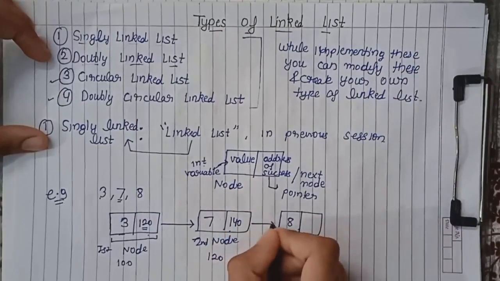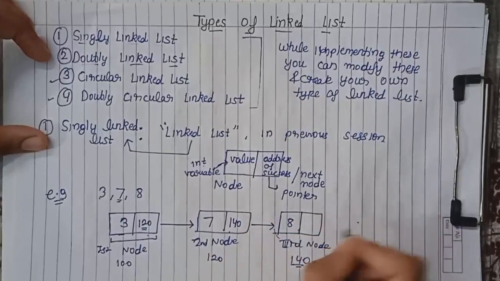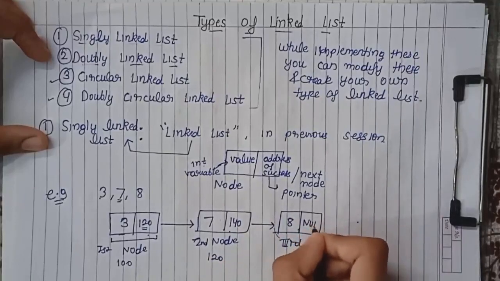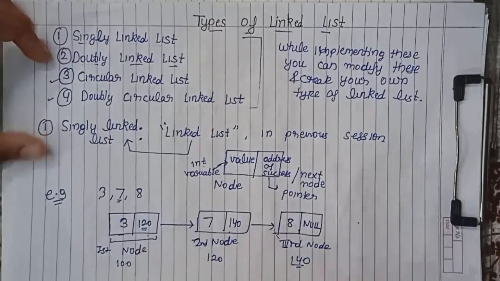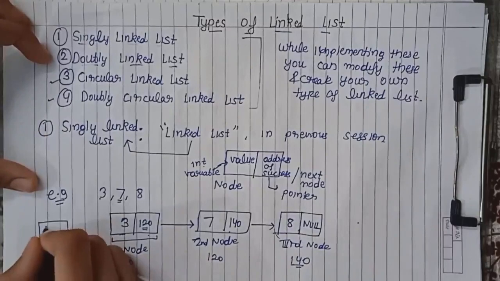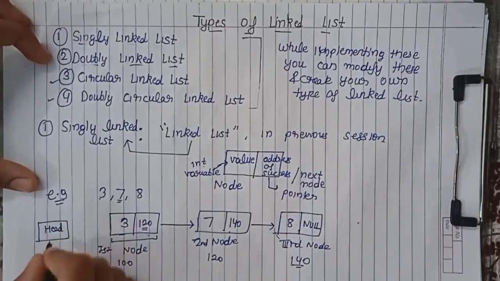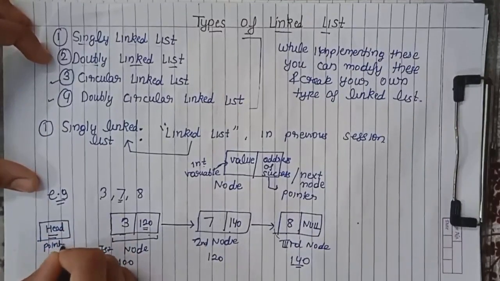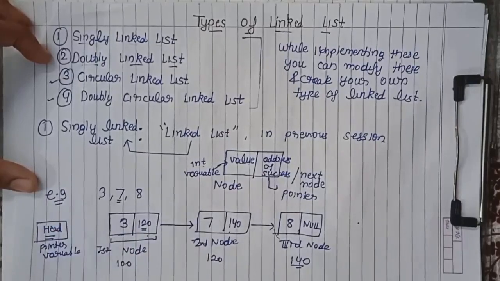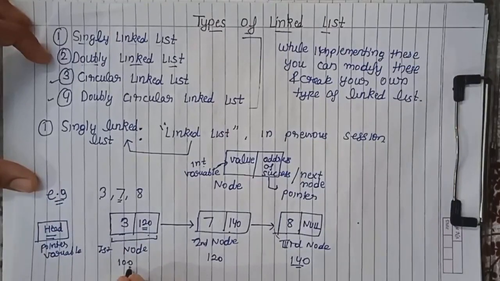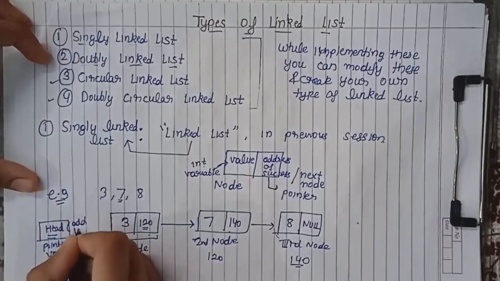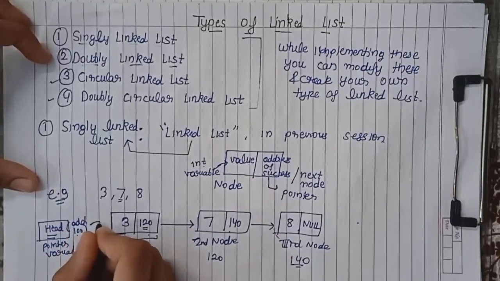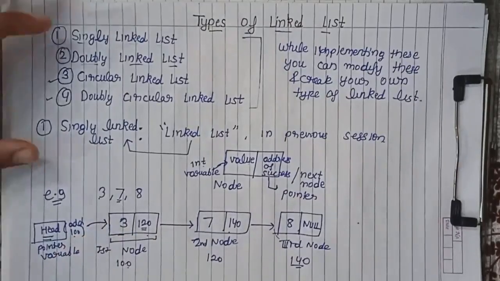Now here we know that after 8 there is no other member, so here I will store null. So this is an example of a singly linked list. And now we will also make a pointer variable named head. This is a pointer variable. Now this pointer variable, this head, will store the address of the first node, which is 100. So it stores the address 100, and with this 100 it points toward the first element.